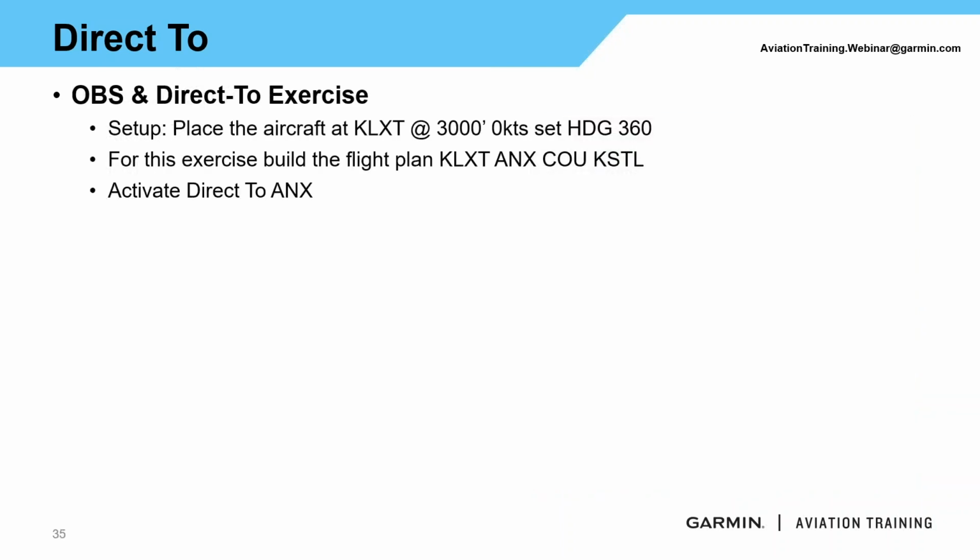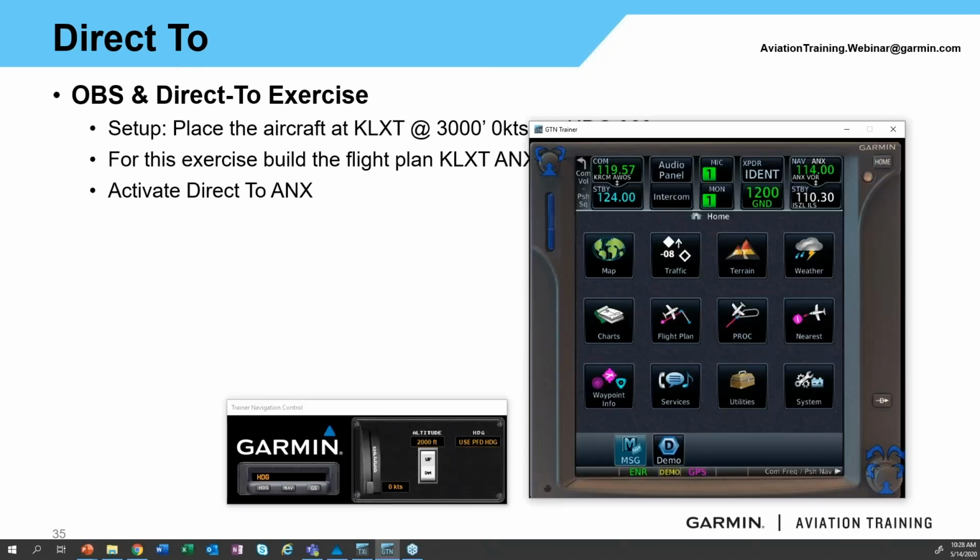So we're going to have a little exercise here, and it's going to place the aircraft at LXT, 3,000 feet, 0 knots, heading 360. And for this exercise, we're going to do that flight plan LXT to ANX to COU to Lambert St. Louis, KSTL. So we're actually going to activate the leg to ANX. So I've got the PC trainer here, and I'm going to place that information in there.